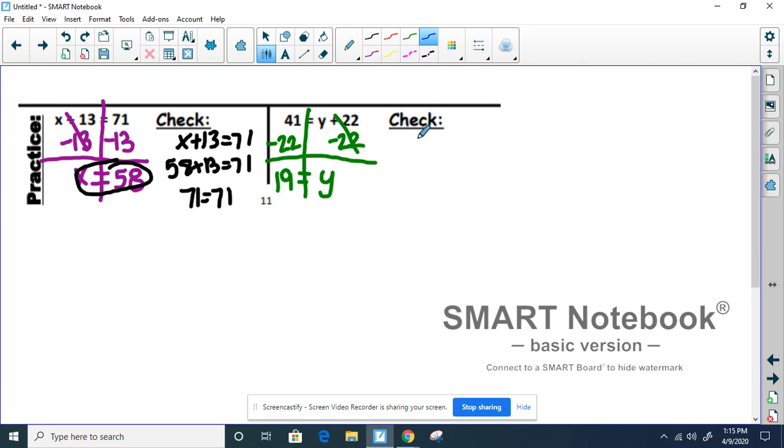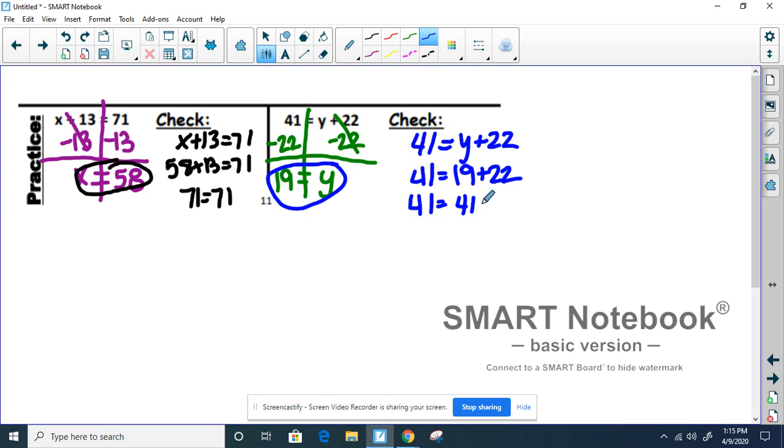Okay. So now let's check. We check by writing our original equation, which was 41 equals y plus 22. And then we substitute in our solution. So our solution was that y and 19 should be the same. So wherever I see a y, I can put a 19. So now here's where I actually want to do the work. Let's see here. 19 plus 20 is 39, and 39 plus 2 is 41. So I see that my equation is balanced, and y equals 19 is my solution.